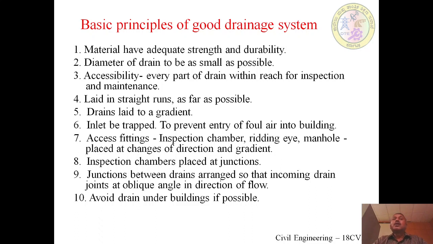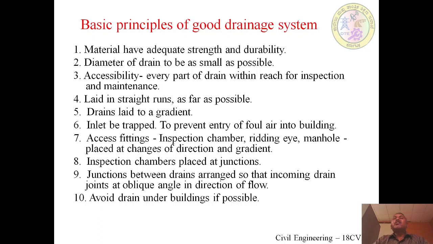for every part of a drain should be in a reachable condition, and proper inspection and maintenance operations have to be carried out. As far as possible, the sewer lines have to be laid in straight runs and with respect to a gradient. Means alignment should be straight, and also it should have a proper gradient, because we know very well that sewage will be moving under gravity. And inlets be trapped. So with sufficient traps, we have to provide the sewer line to prevent entry of foul air into the building.